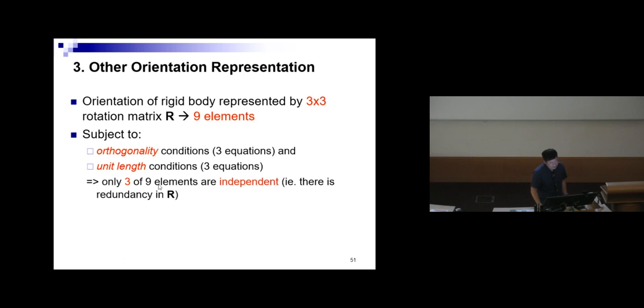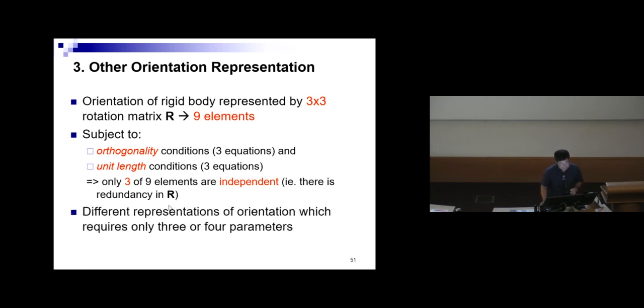We said earlier on that essentially you only need 3 parameters to represent orientation. But when you look at the equations, you see that only 3 elements are independent and the rest are derived from them. So what happens here is you have something called redundancy. You have more than what is actually necessary. Different representations of orientation will require only 3 or 4 parameters.